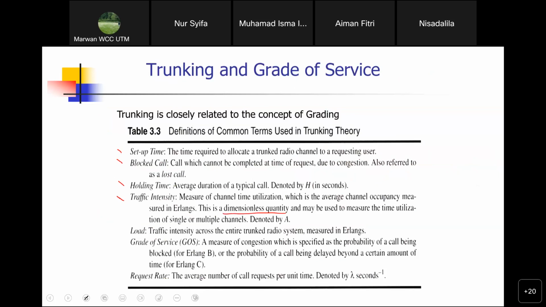So when they don't use it, they only see it as Erlang. So this is where Erlang B and Erlang C come in. It's a measurement of how intensively the traffic is being used. Later we'll see how this is computed. It is a measure of channel time utilization, which is the average channel occupancy measured in Erlang.